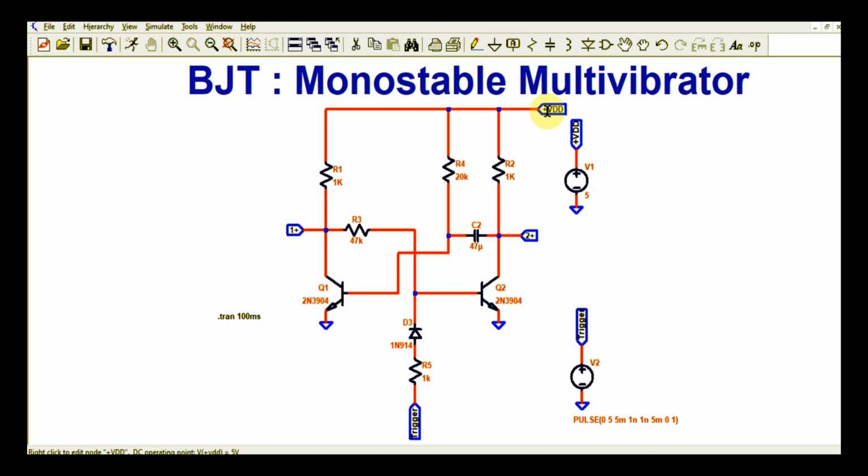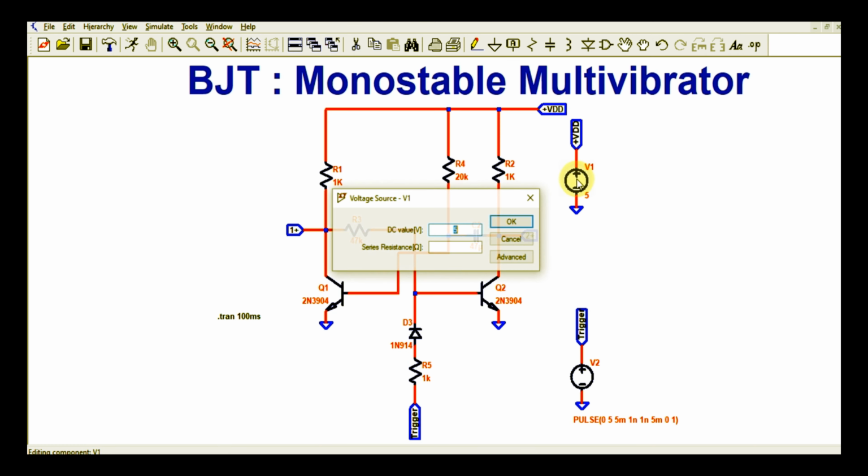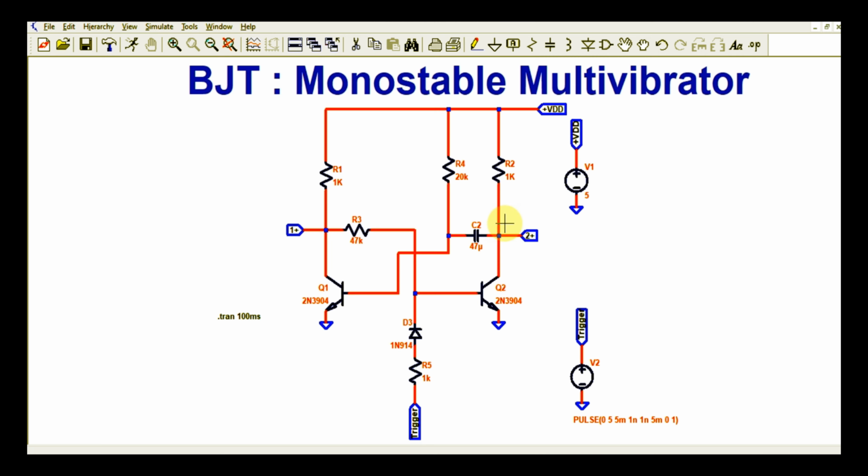And you can see the VDD here, also connected via net. If you right click on VDD, you can see this is DC, a simple voltage source which is having 5 volt. Now click OK. You can see the resistance values: R1 is 1k, 47k, 1k, and 1k here, and here 47 microfarad, and here this is 20k, and this is 1N914, and R5 is 1k, right?